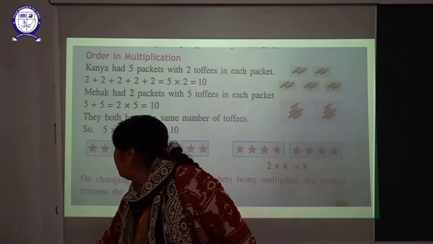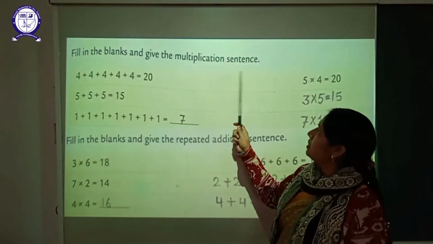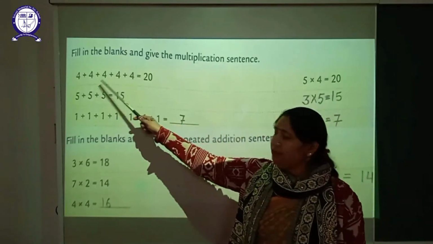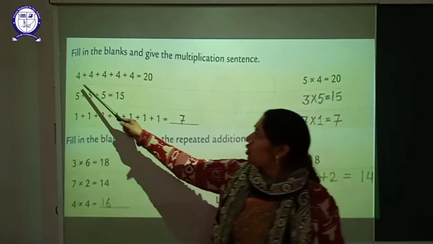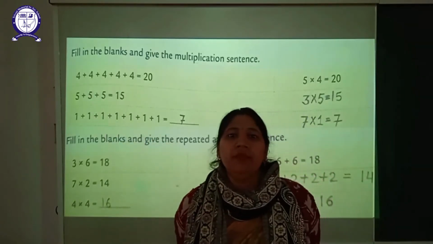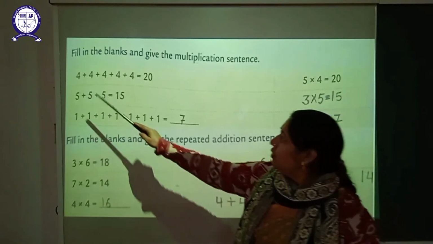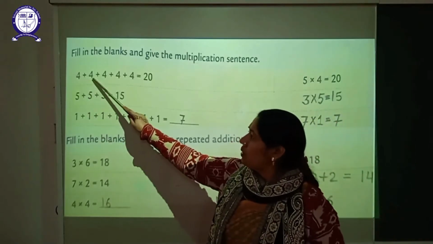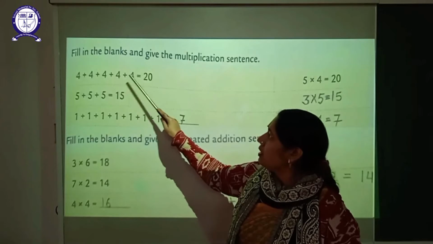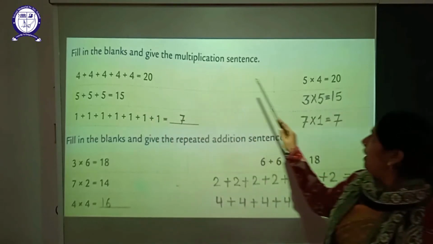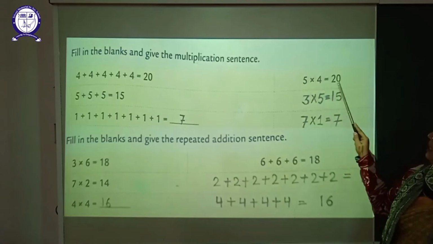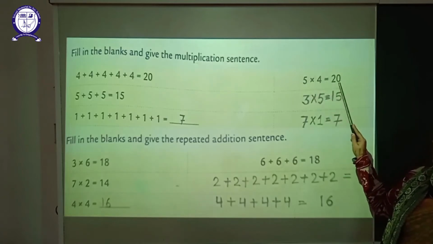So come to the next topic. Fill in the blanks or give the multiplication sentence. So we give the addition sentence. This is called the addition sentence. We have to complete these questions by reading like this: 1 times 4, 2 times 4, 3 times 4, 4 times 4, 5 times 4. So we write here like this. Look here, 5 times 4 is equal to 5 4s are 20.